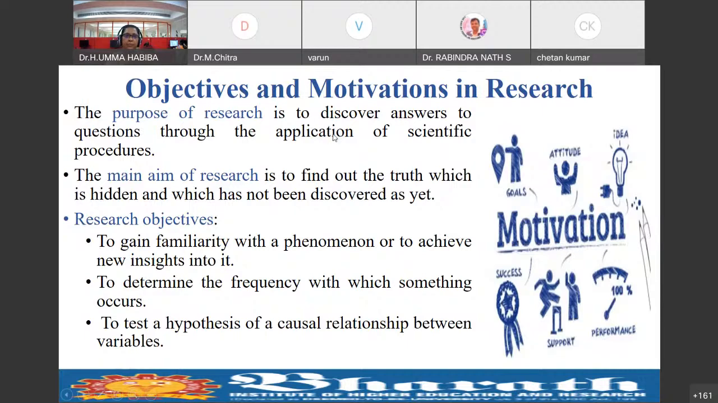The purpose of research is to discover answers to questions through the application of scientific procedures. The main aim of research is to find out the truth which is hidden and which has not been discovered as yet. Indirectly, we can say it is a new discovery. So generally, research objectives can be stated like this: to gain familiarity with the phenomenon, or to determine the frequency with which something occurs, or to test a hypothesis of a causal relationship between variables.